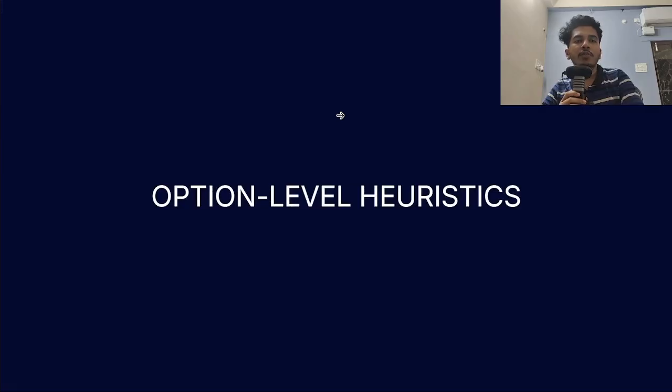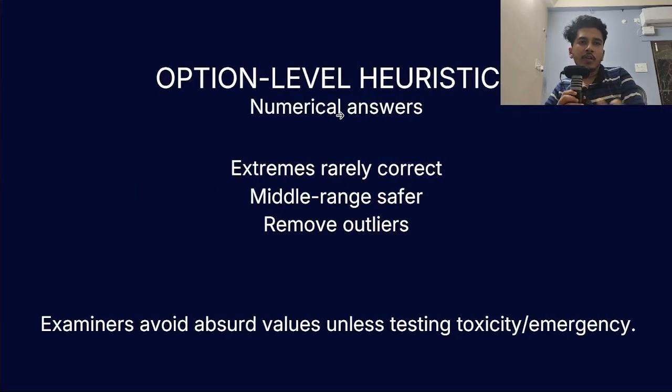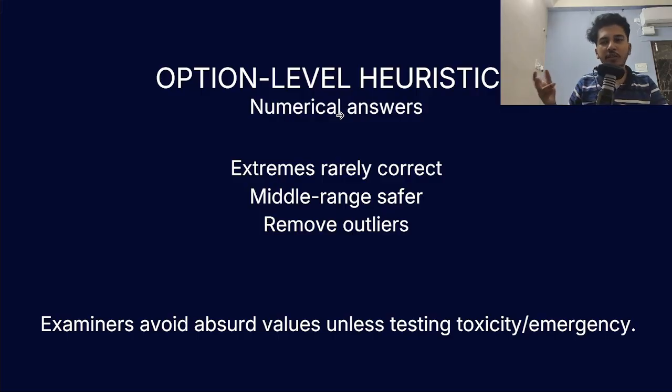Now we'll get to option level heuristics. In option level heuristics, we're going to talk about numerical answers. Examiners like to play with numbers, because you're not going to benefit from knowing all the numbers out there. You can Google things, but they need to have some type of trap questions.